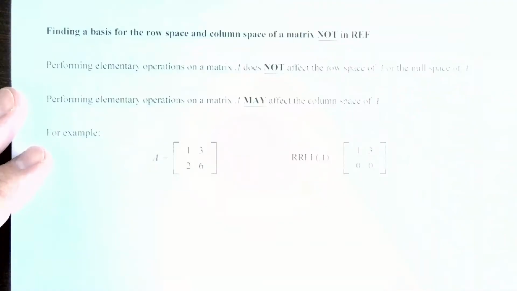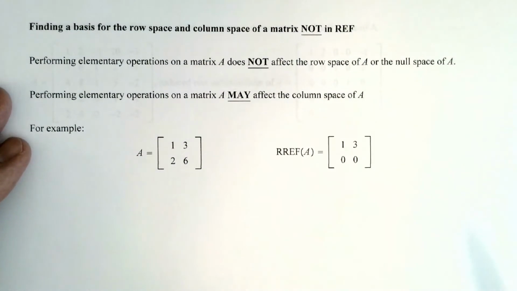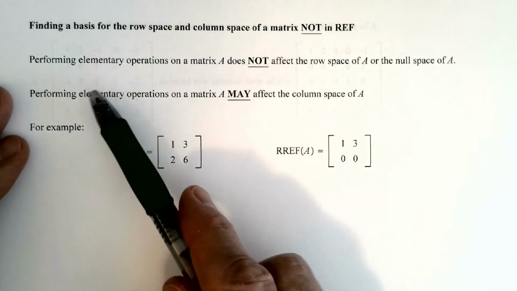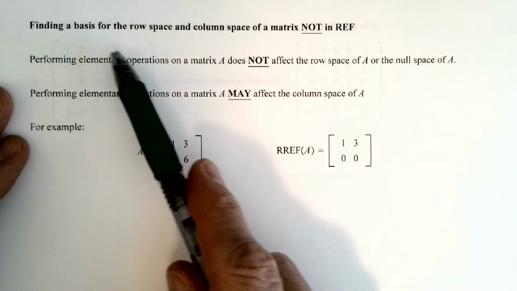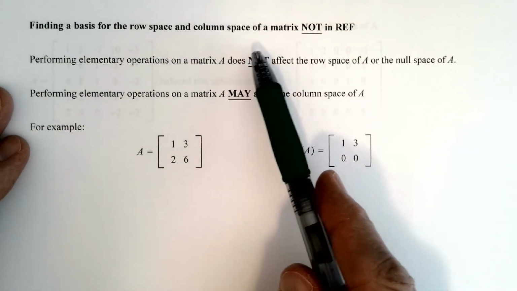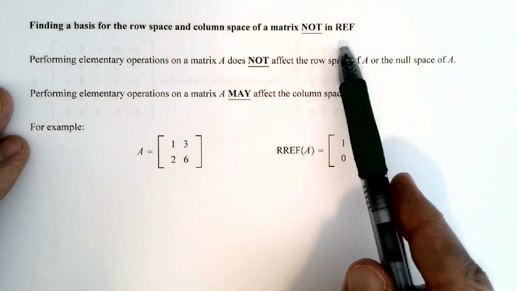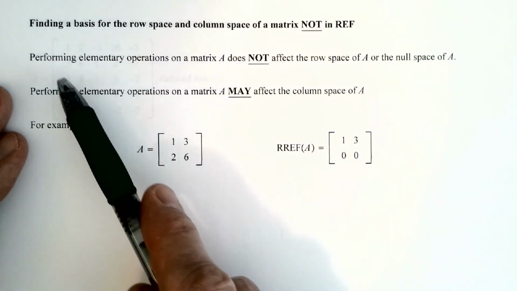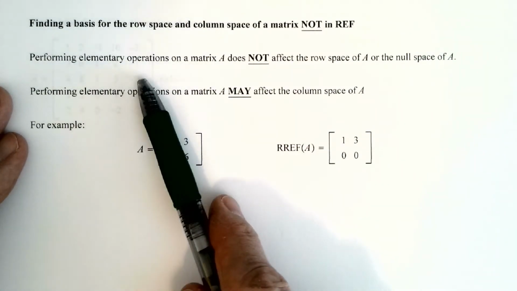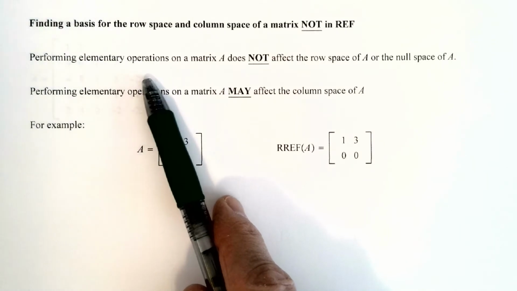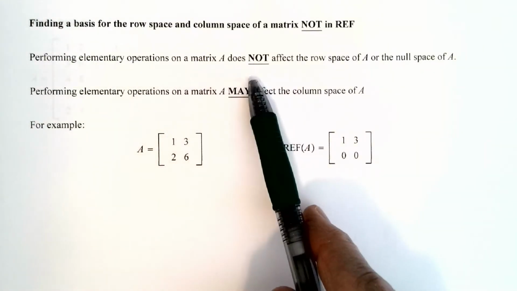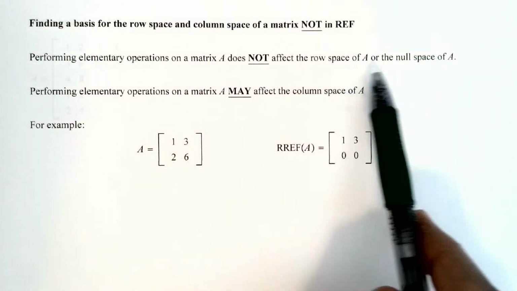Well, I'm glad you thought about that because that's what we're going to talk about right now. So finding a basis for the row space and column space of a matrix not in row echelon form. Okay. So first of all, performing elementary operations, the 3 row operations I just talked about, on a matrix does not affect the row space or the null space.